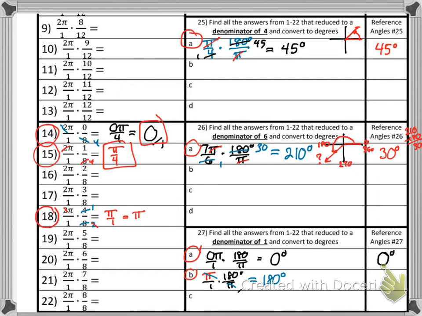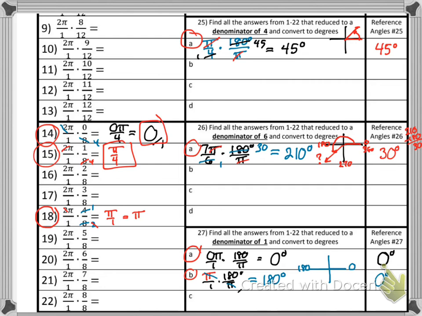But reference angle is not 180 degrees. Reference angle is the distance to the nearest part of the x-axis. If you're at 0, you're 0 degrees away from the nearest part of the x-axis. If you're at 180, you're not 180 degrees away from the nearest part of the x-axis. You are right on the nearest part of the x-axis, so you're at 0. Let me see if I need to do one more of those.